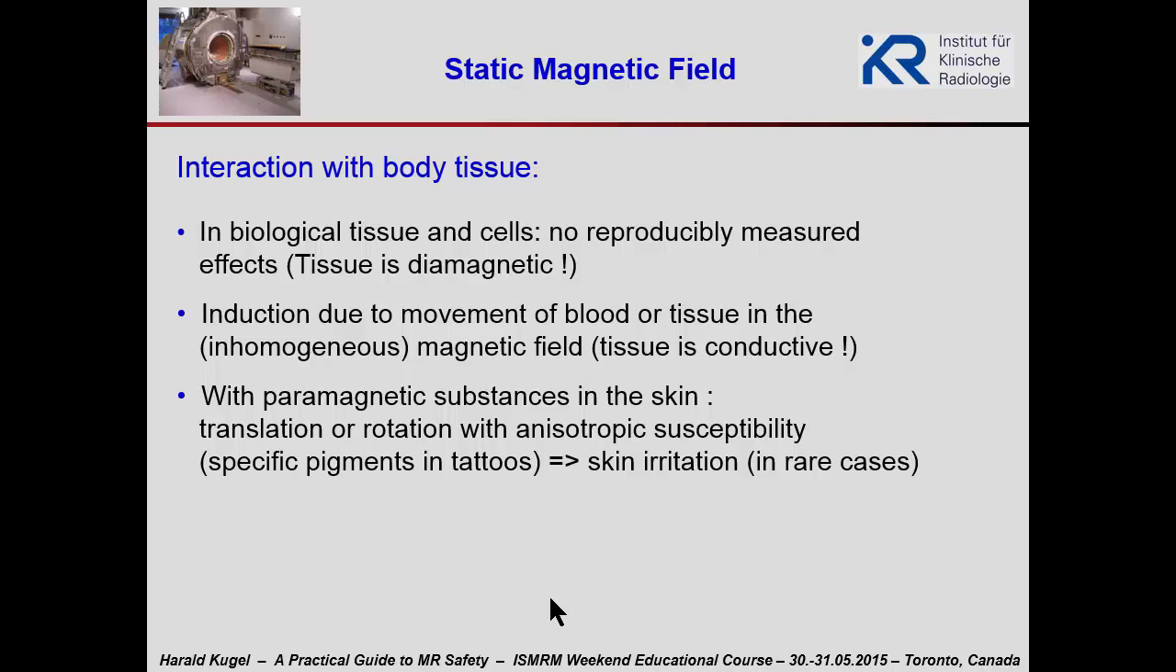If you have paramagnetic substances in the skin, of course, and if these substances have an anisotropic susceptibility, you may feel an effect of translation or rotation. This may happen, for example, with specific pigments and specific tattoos. And this will cause skin irritation, but this is very rare.